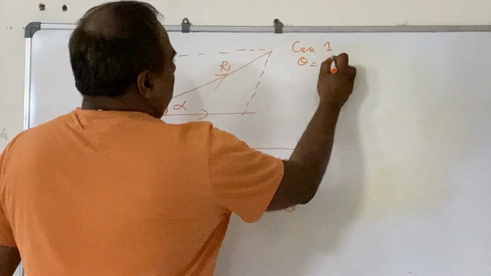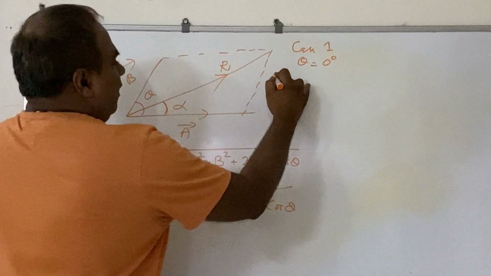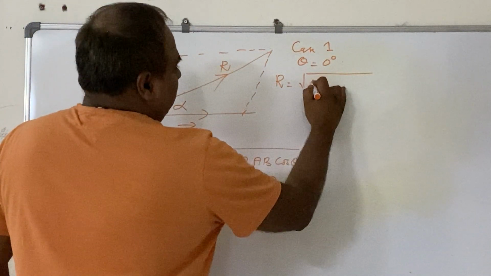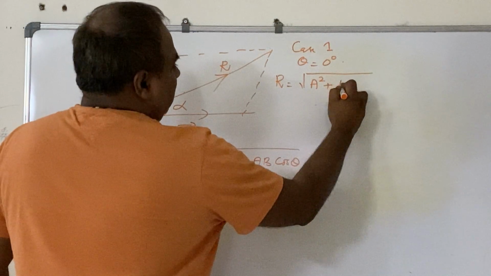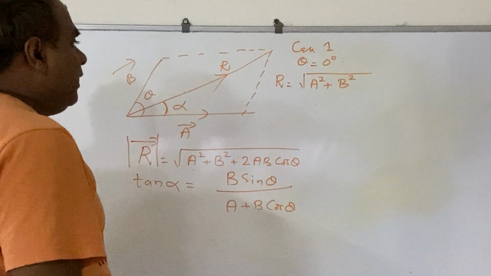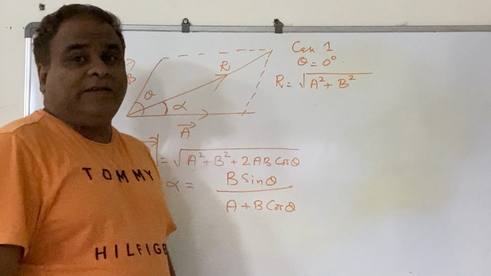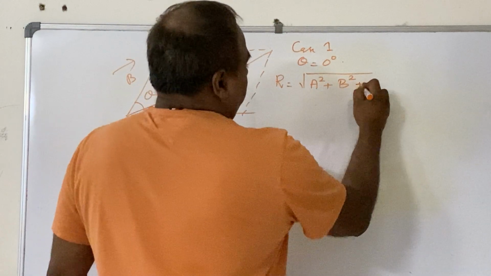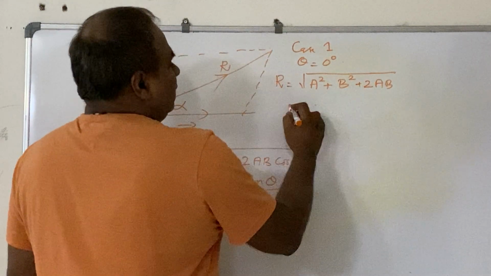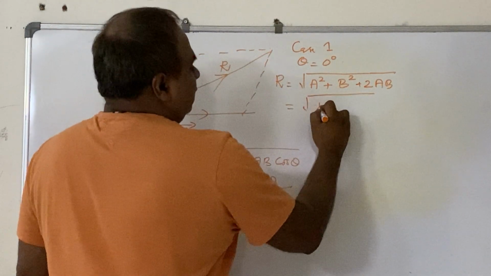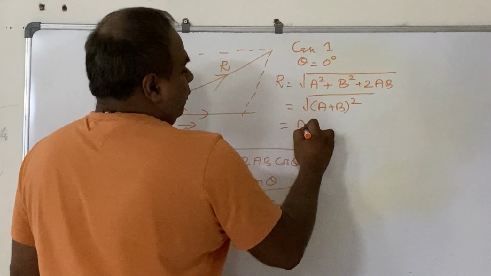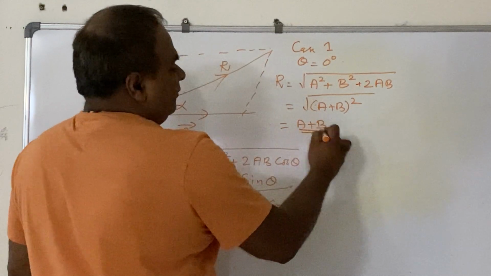Theta is equal to 0 degree. Then R is equal to root of A square plus B square plus 2AB cos theta. Cos 0 is 1, so you will get plus 2AB. That is, A square plus B square plus 2AB means root of A plus B the whole square, that is equal to A plus B. This is the first case.